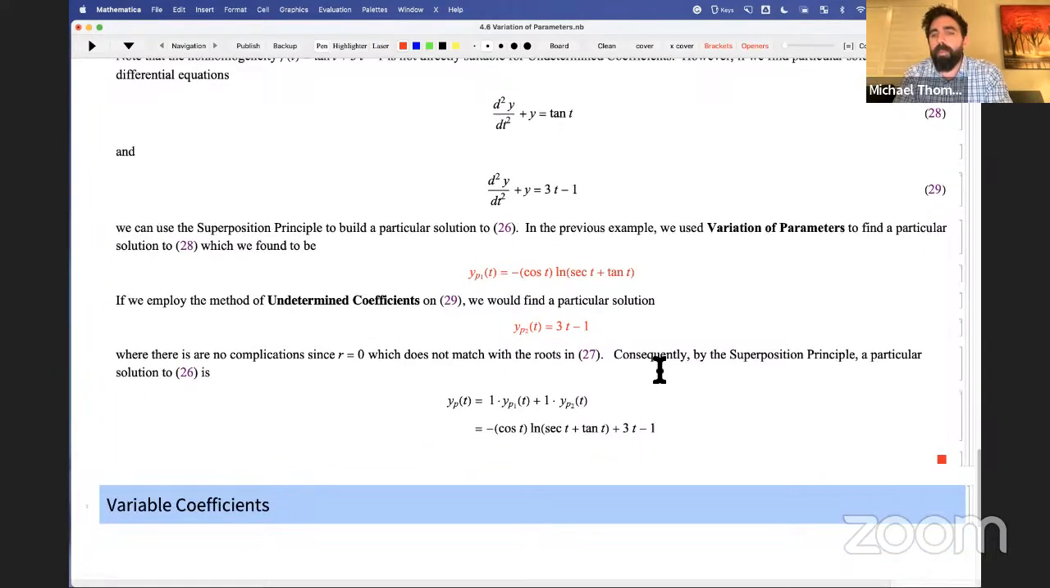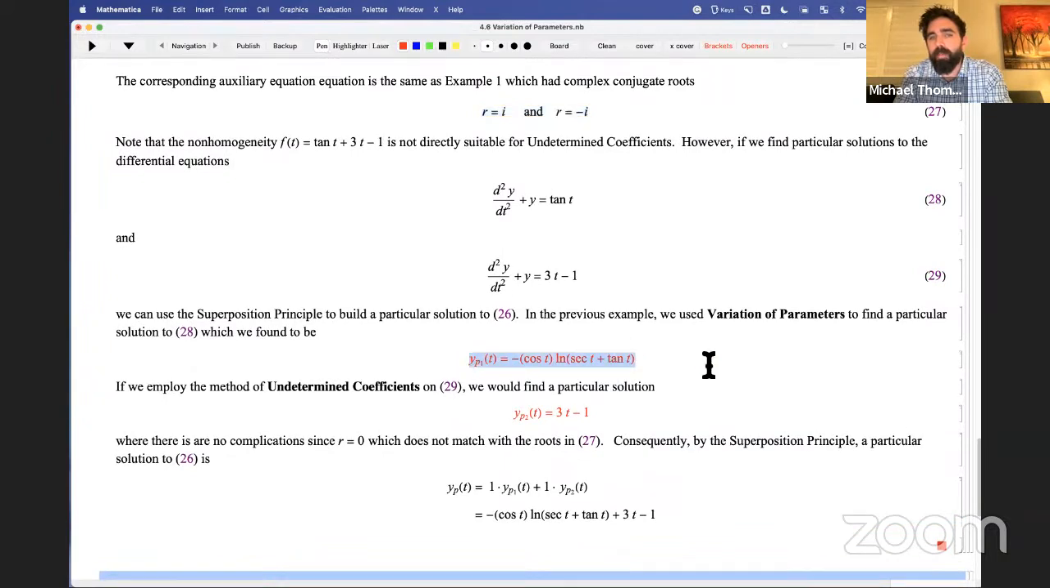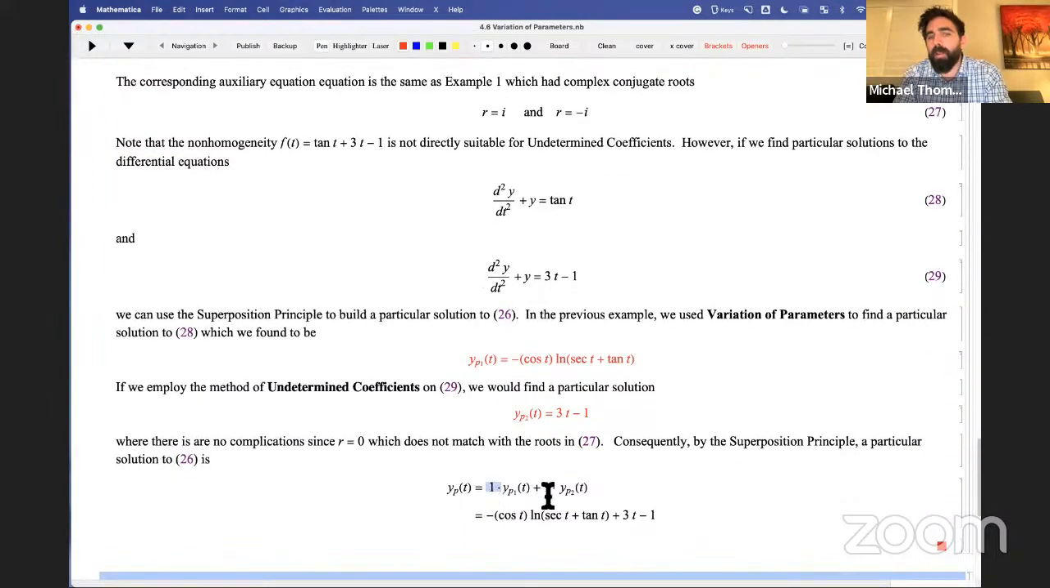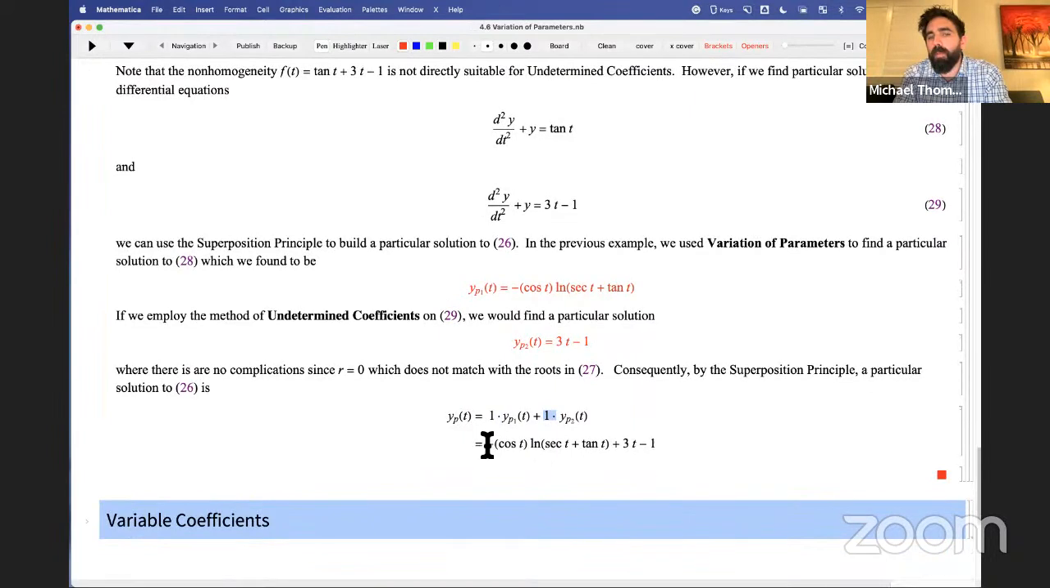So in any case, by the superposition principle, we found our solution to this equation. We found our solution to this equation. So we can just add them together. We only need one of the tangent t's and one of the 3t minus 1s. So we only need one of each. So one of that one and one of that one. We just add them together. Is that okay? All right, so that's going to be probably the bulk of your homework.